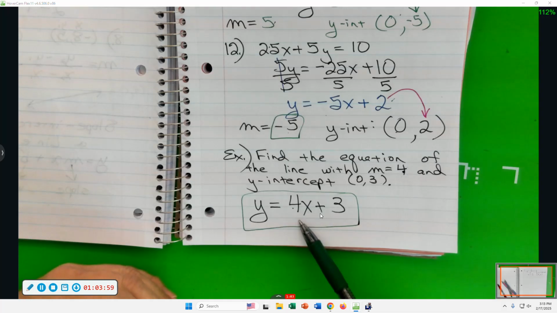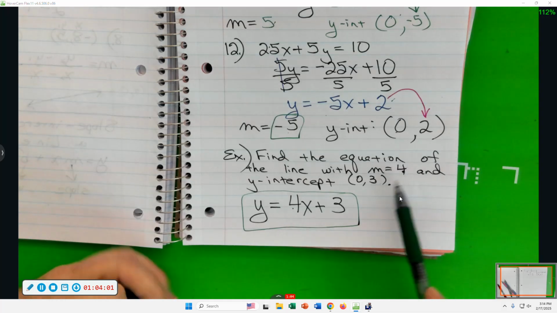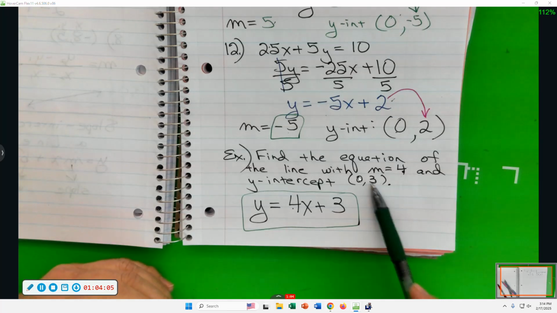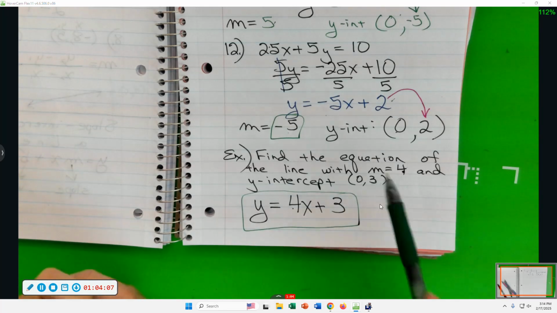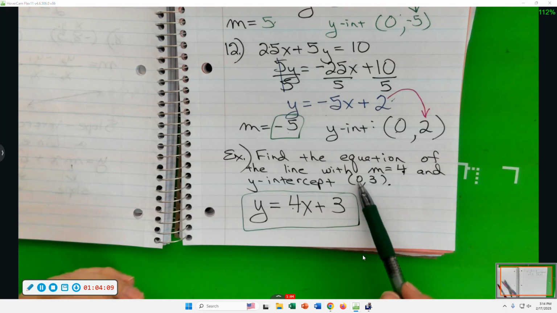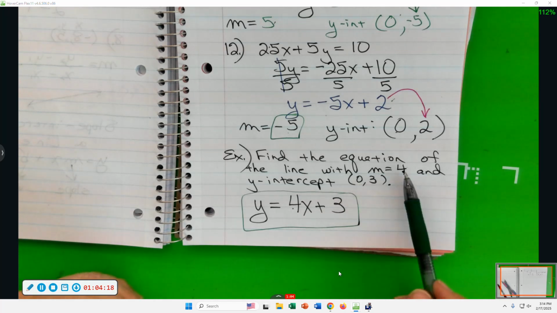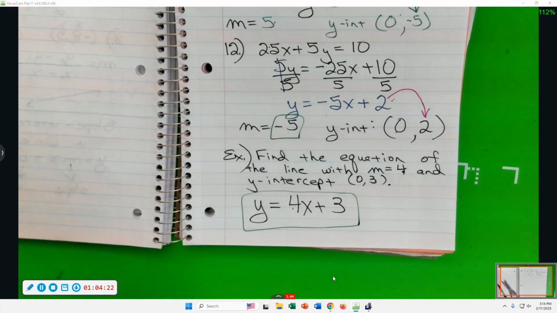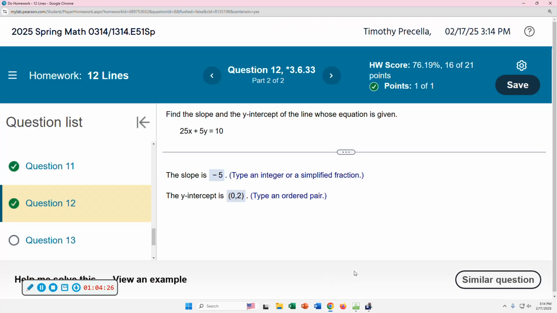Okay. Suppose they give you the slope and another point that isn't the y-intercept. Instead of 0, 3, what if it were 1, 3? We know the y-intercept has to start with a 0. Suppose I just said 1, 3 instead of 0, 3. So as they just said, slope of 4 passing through the point 1, 3. Let's look at number 13.